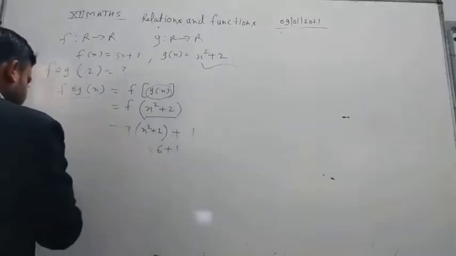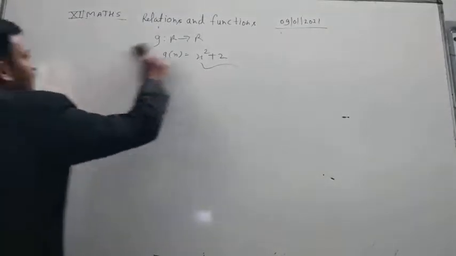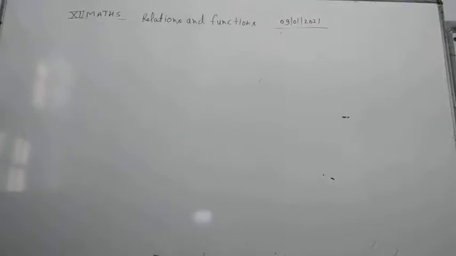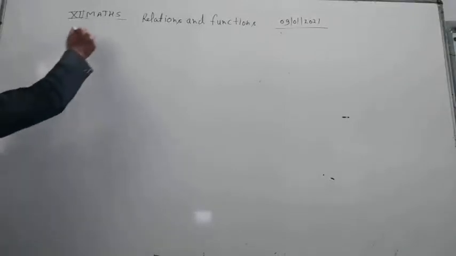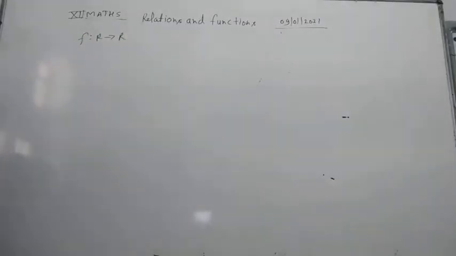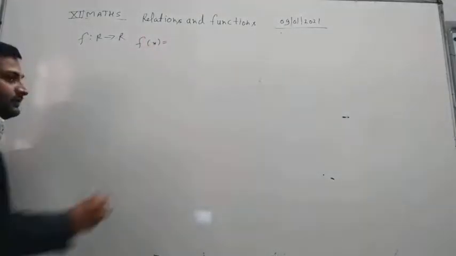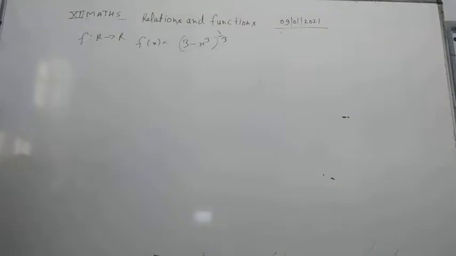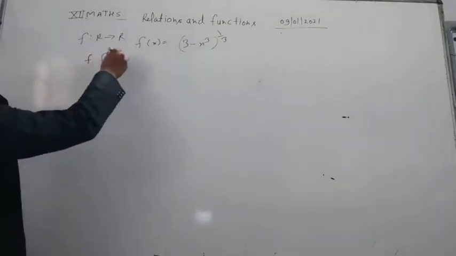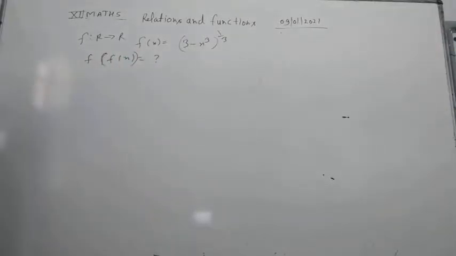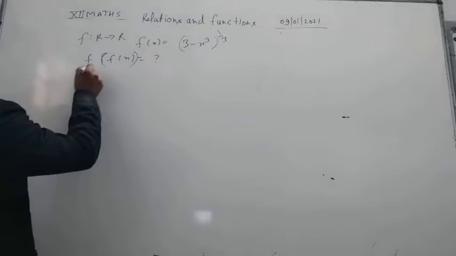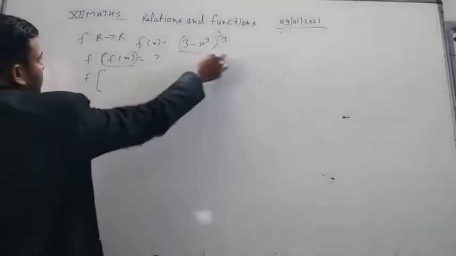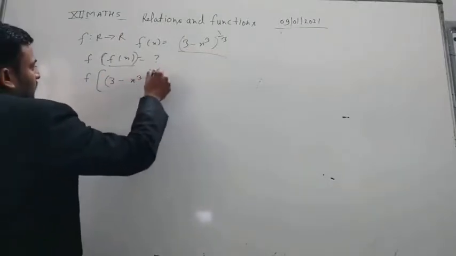The next question is, if f from R to R is given by f(x) is (3 minus x cubed) whole to the power 1 by 3, then find f of f(x). Okay students, this is what we have to find out. So we can write f(x), which is (3 minus x cubed) to the whole power 1 by 3.